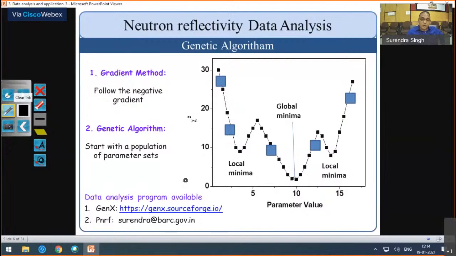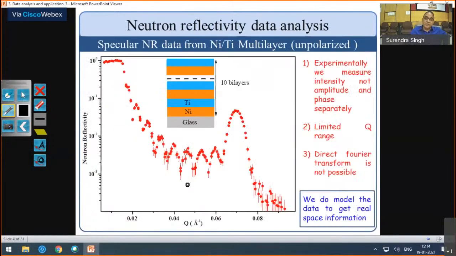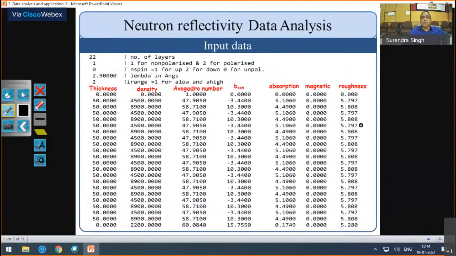it is very easy to run. So what we do basically is, we have this data over here. Suppose we take this data, as I said, nickel titanium, and we want to fit this data. We make input data files, so my programs take this type of input data files. As I said, we have 10 bilayers, so the total number of layers is 10 into 2 because this is nickel titanium. So 20 nickel titanium layers, and then one air layer and another substrate. So the total is 22 layers.